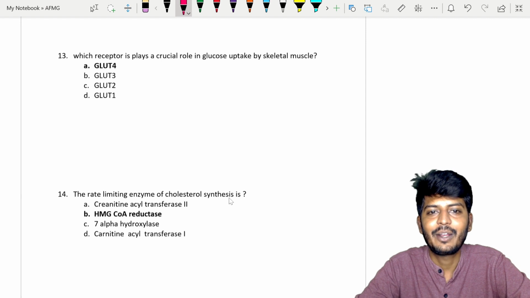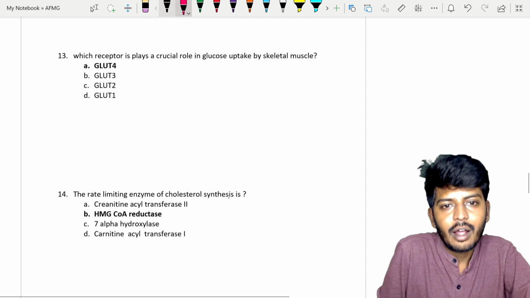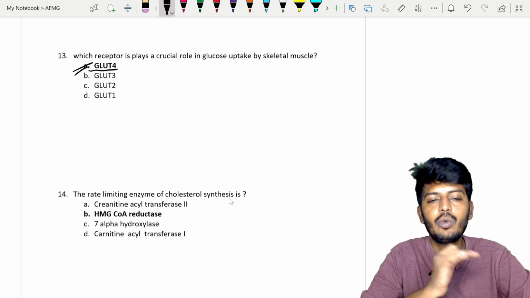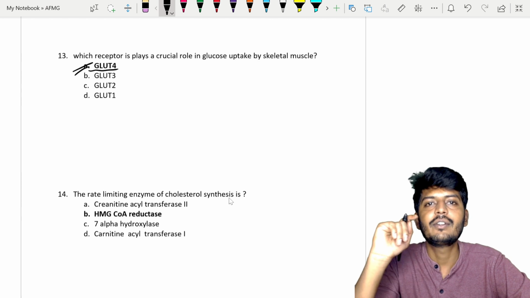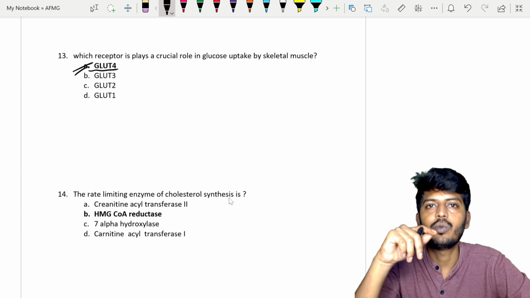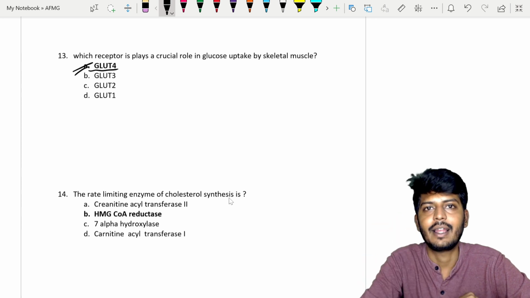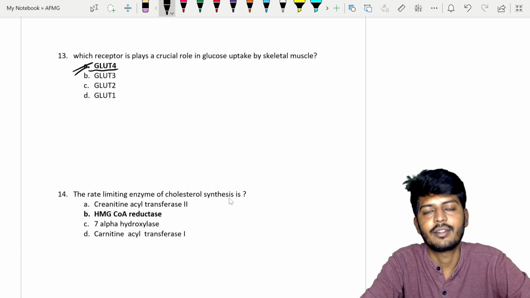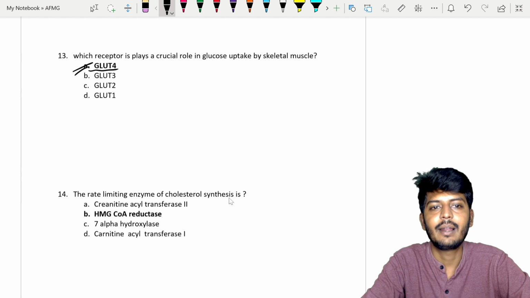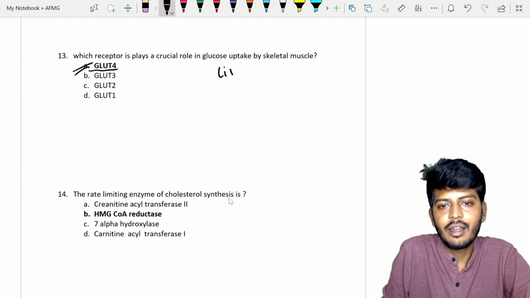Which receptor plays a crucial role in the glucose uptake by the skeletal muscle? That is always GLUT4, as I told you in the classroom. GLUT1 means glucose transporter 1, which is located in the brain and the RBC. Glucose transporter 2 is located in the pancreatic beta cell. Glucose transporter 3 is located in the neurons. Glucose transporter 4 is located in the skeletal muscle as well as even in the liver.